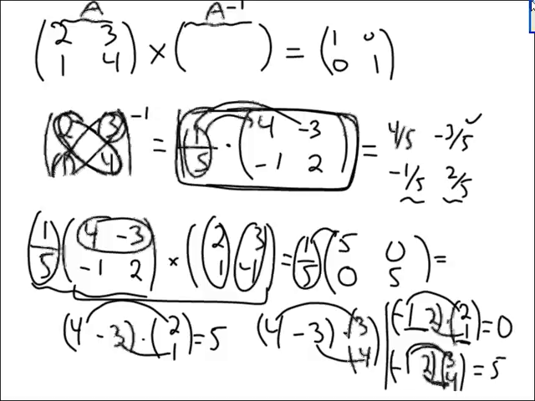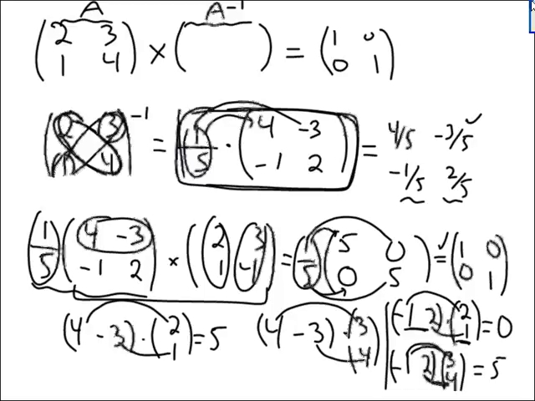1/5 of 5 is 1. 1/5 of 0 is 0. 1/5 of 0 is still 0. And 1/5 times 5 is 1. And yep, we got back the identity matrix.